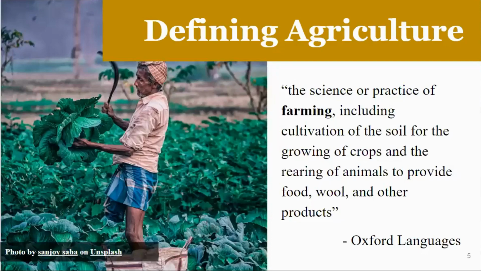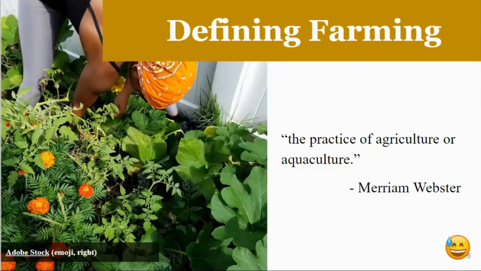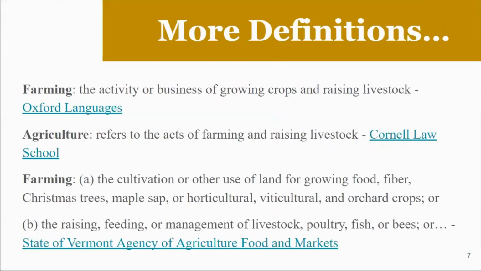So if you were to look it up on Google, let's say, and you just say what's agriculture? You would get the science or practice of farming, including the cultivation of soil for growing of crops and the rearing of animals to provide food, wool, and other products. So for me, when I look at this definition, I'm thinking if agriculture is the science or practice of farming, then what is farming? And if you look at what's farming, it's the practice of agriculture or aquaculture, which is a catch-22. So you're thinking, okay, well, let's look at other definitions because that was from a different source.